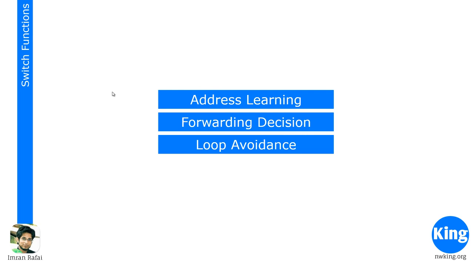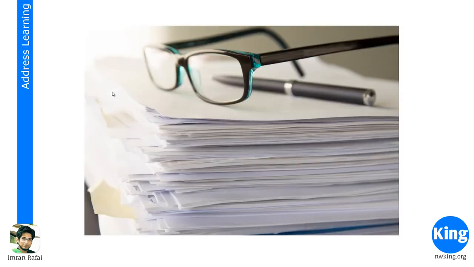Right, next let's go into the switching functions. Basically, we're going to discuss 3 functions today: the address learning function of the switch, forwarding decisions of the switch, and loop avoidance. So let's start with address learning. How does a switch learn addresses?